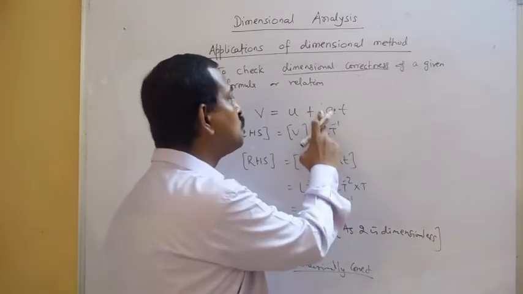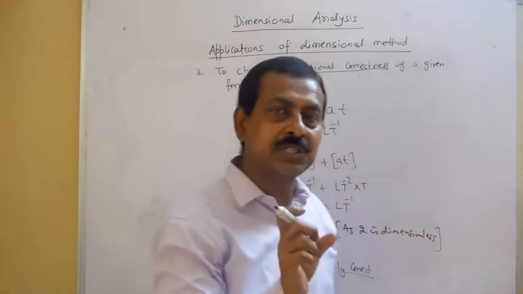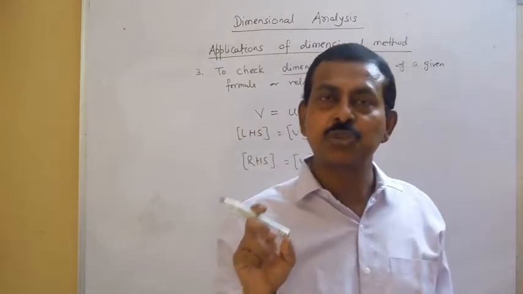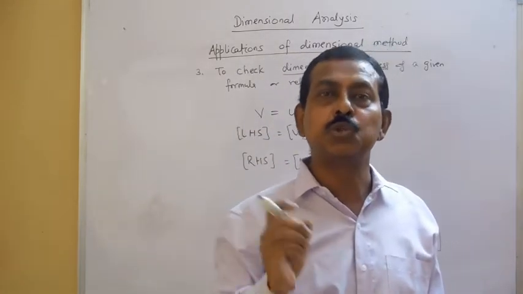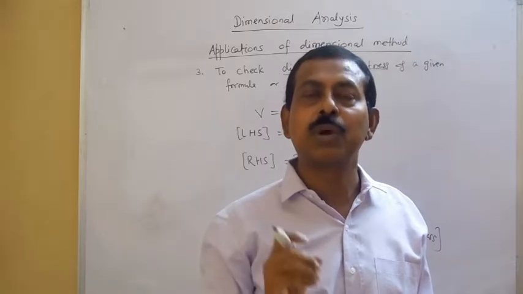So whenever you check the dimensional correctness, find the dimension of the left hand side, find the dimension of the right hand side and see whether the two are equal or not. If they are equal, it is dimensionally correct.